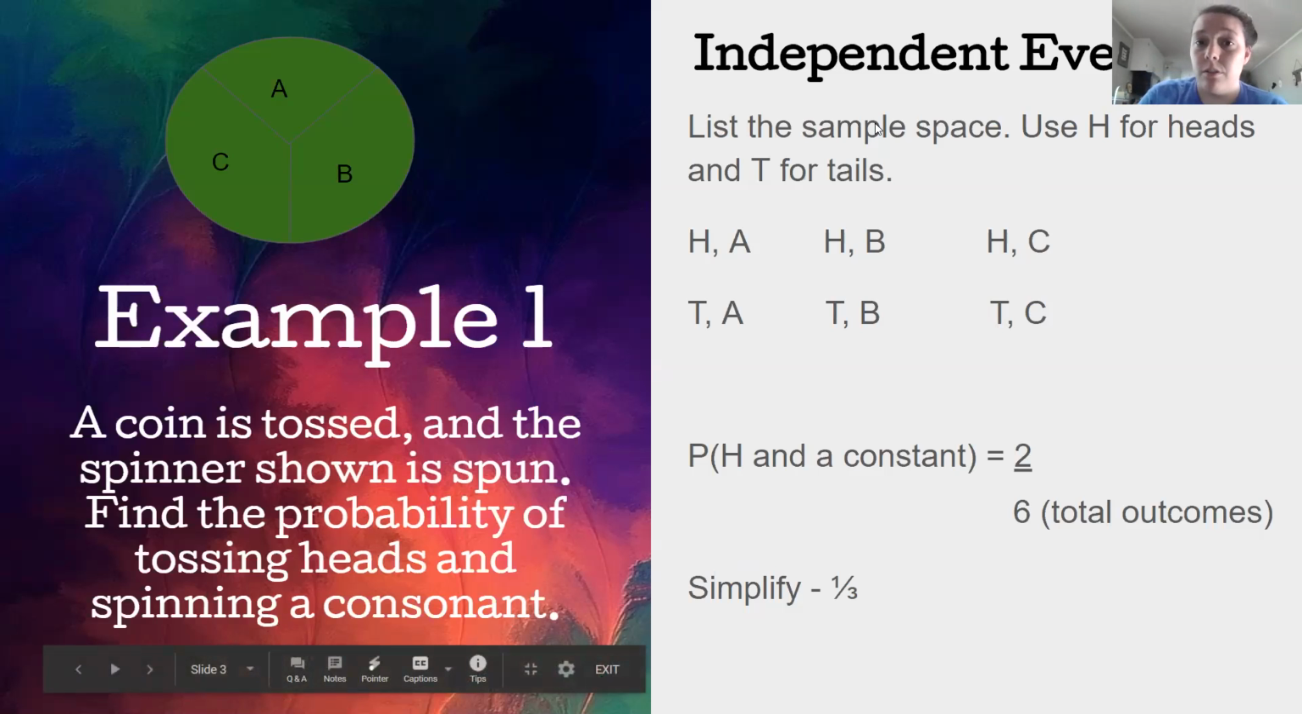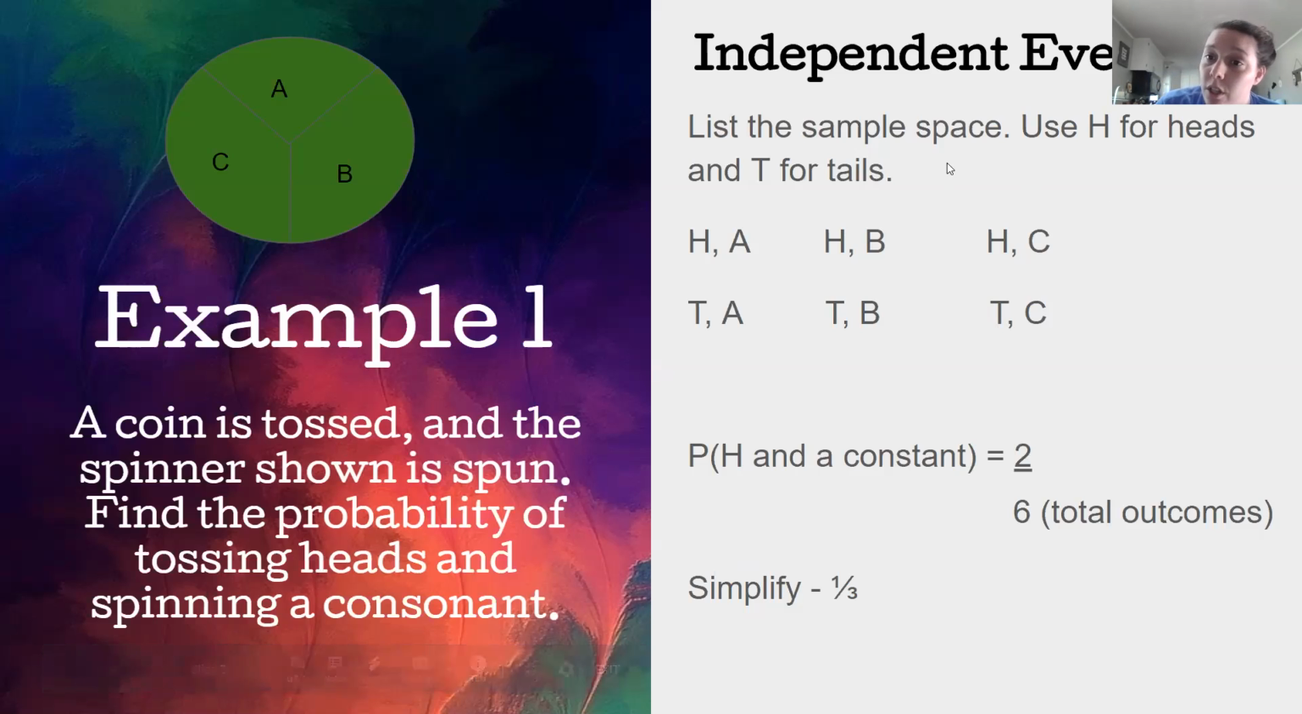One way you can do this is to list out the sample space, or list out the outcomes that you could have. If I'm flipping a coin and then I could either land on A, B, or C, I could land on heads and spin an A, heads and spin a B, heads and spin a C, and then tails and A, tails and B, and tails and C.